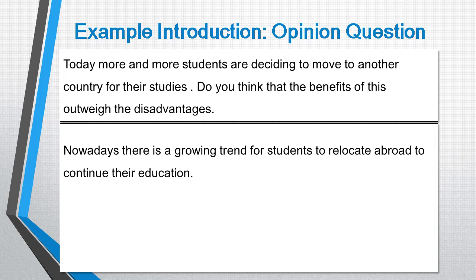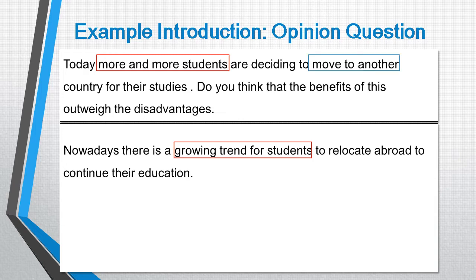So we've used growing trend for students as a paraphrase for more and more students. We've used relocate abroad rather than move to another country. And we've used the word education instead of the word studies. So we've successfully paraphrased the question using different words.